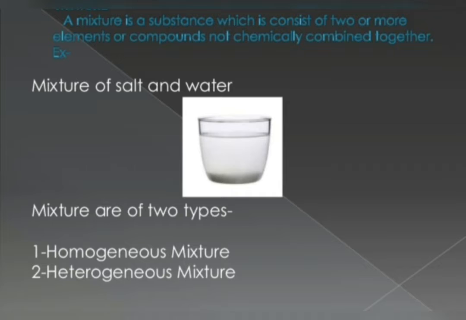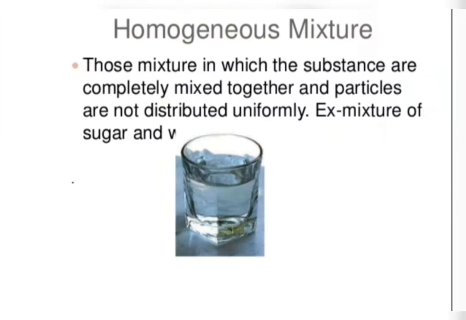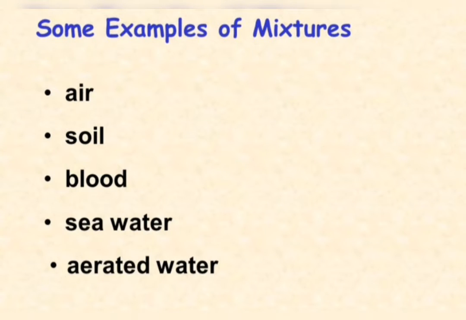So for example, air is also a mixture. A mixture of gases: oxygen, nitrogen, argon, carbon dioxide, water vapor, a lot of things are present in air. So air is nothing but a mixture. And you know what? All the gases of air are not chemically combined with one another. So air is a mixture.